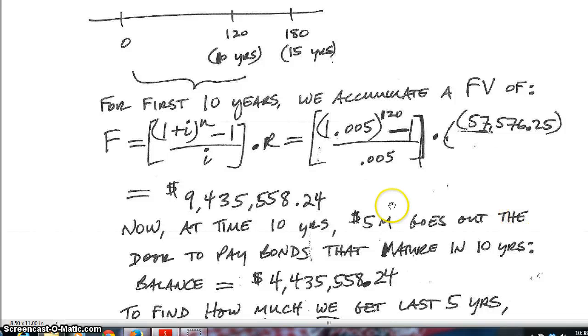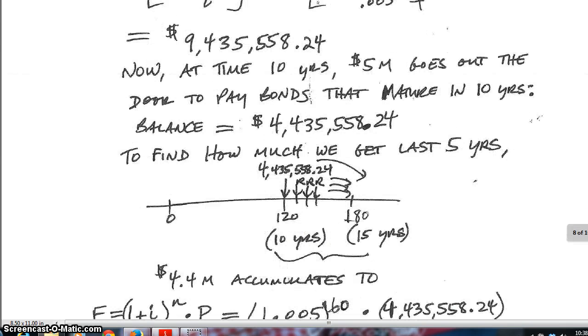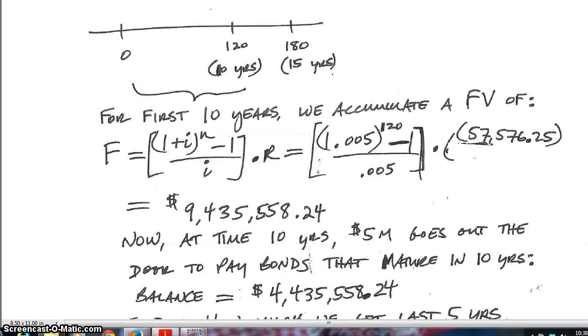But after 10 years, the 5 million goes bye-bye, right? Because those bonds have to be paid off, they matured. So immediately you lose $5 million, and you go down to this almost $4.5 million. So that's how much you have then right at 10 years. Let me just leave that back up there for a second.